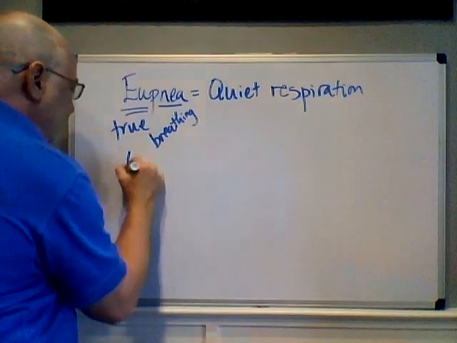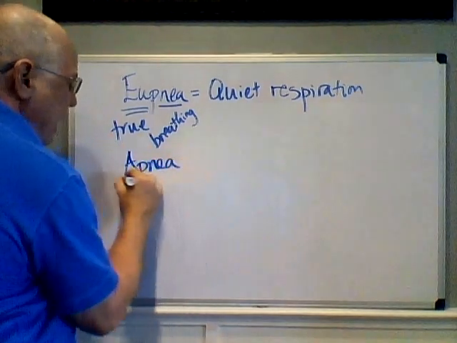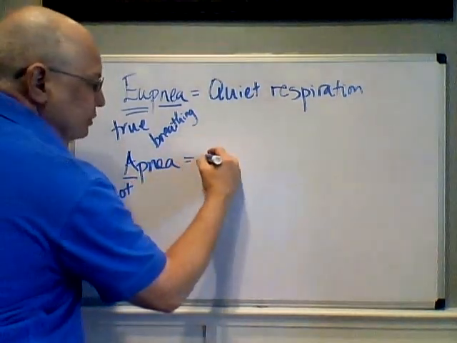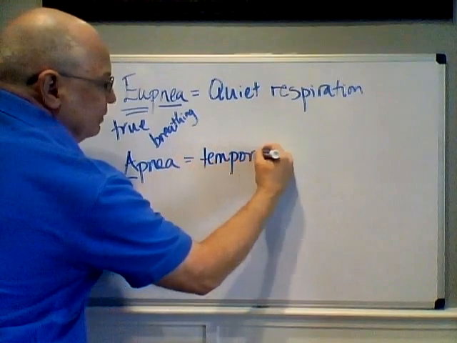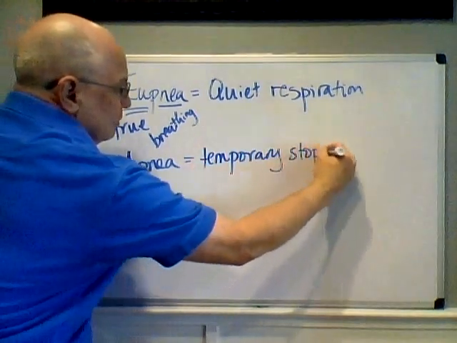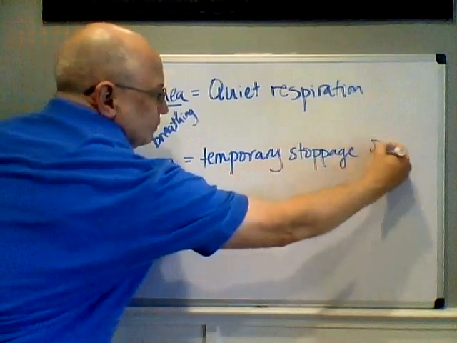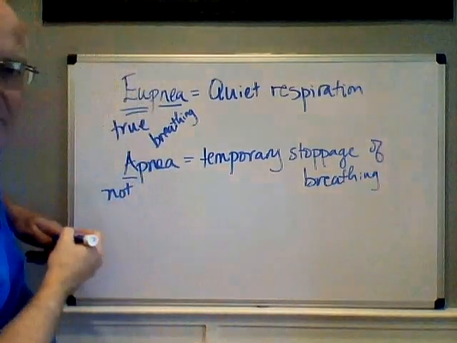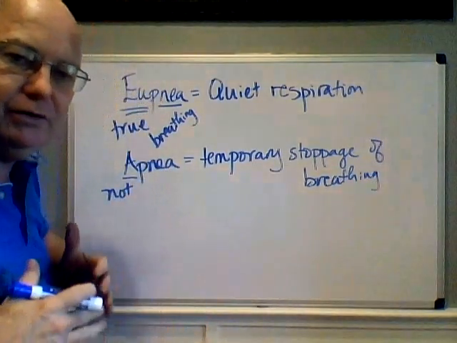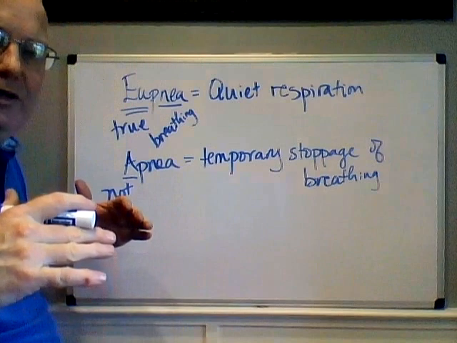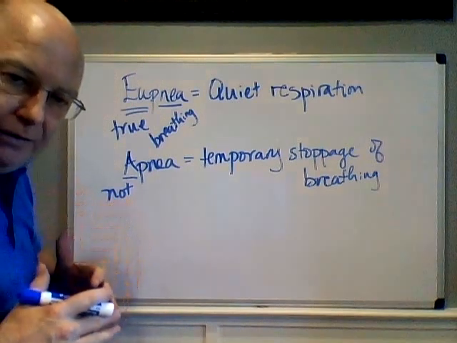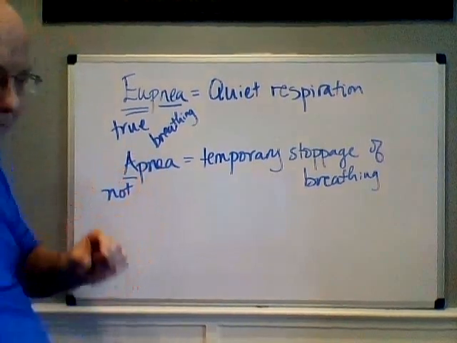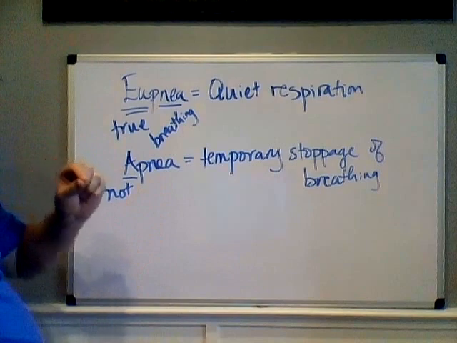The opposite of that is going to be apnea. Again, a and an mean not. So you're not breathing. This is a temporary stoppage of breathing. We call that apnea. Oddly enough, there's a certain amount of apnea that happens with each breath. When you inhale, there's a fraction of a second of apnea where you stop breathing, and then you exhale, and then there'll be a little bit of apnea, and then you inhale again, apnea, exhale, apnea. But it is very, very short.